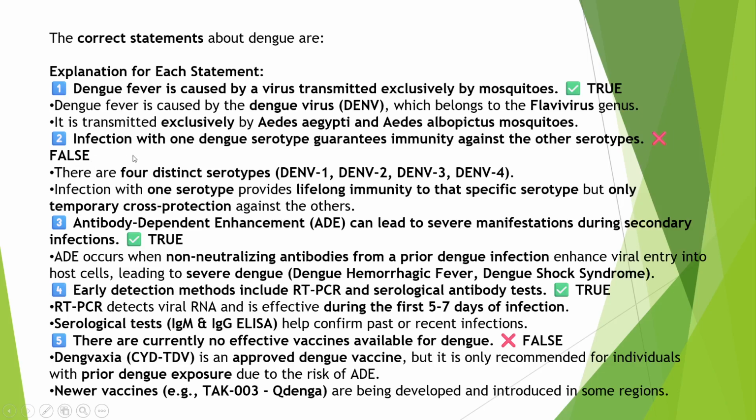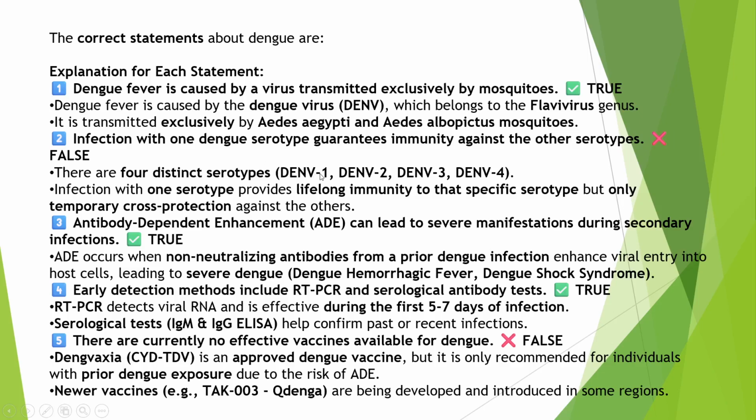Next is infection with one dengue serotype guarantees immunity with other dengue serotype. This we discussed that it is not possible. So this is why the secondary infections occur. So this is false. So there are four distinct serotypes of dengue: one, two, three, four. Infection with one serotype provides lifelong immunity to that specific serotype only.